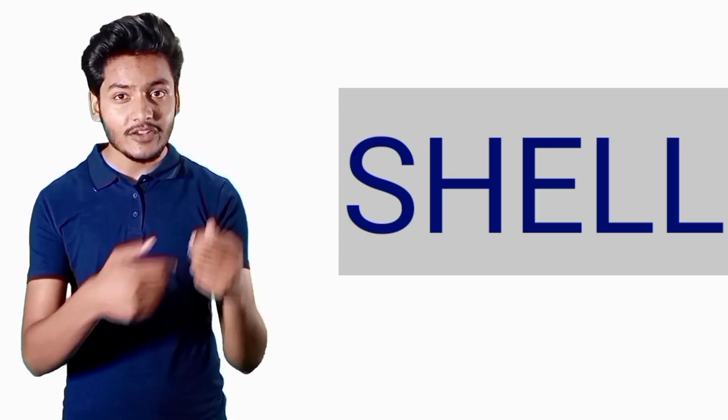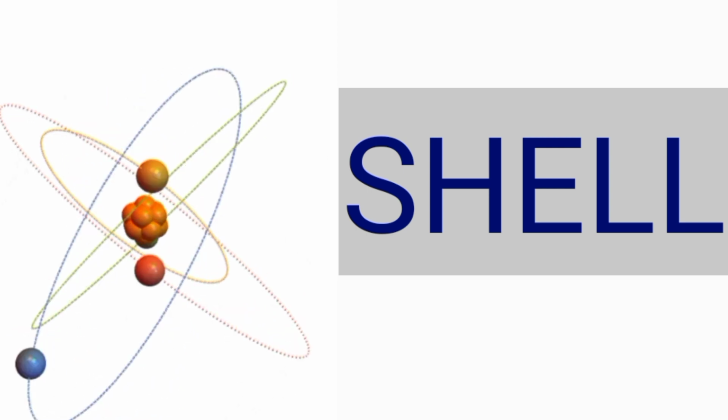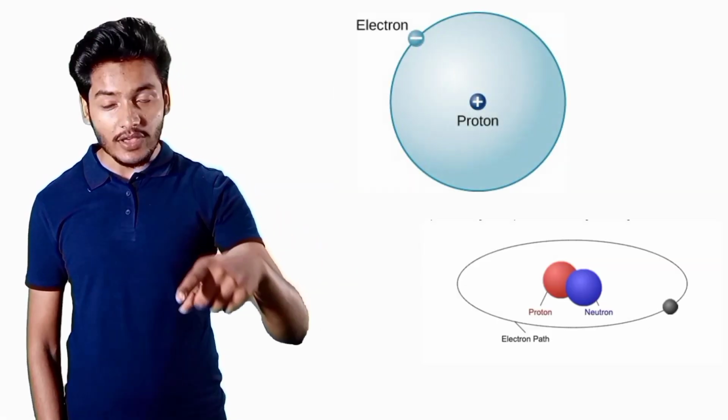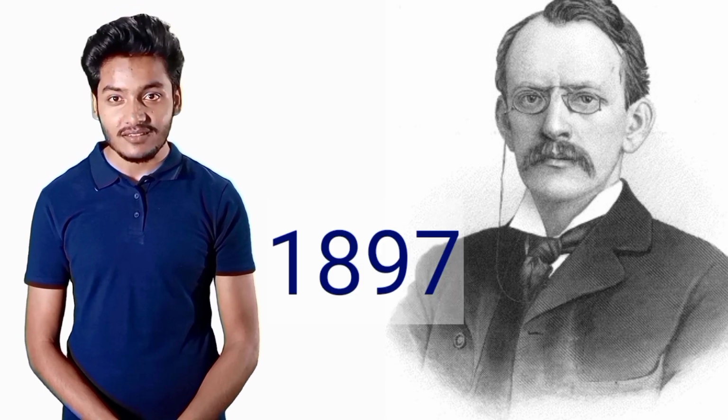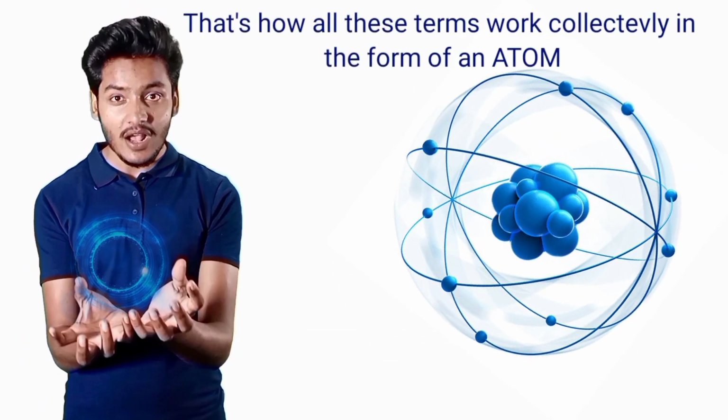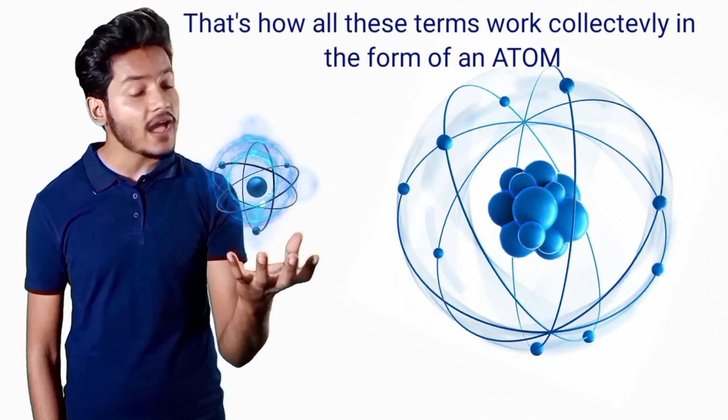If we define shell, then it will be like this: the area around the nucleus or the path followed by the electron around the nucleus is called shell. Electron was discovered by J.J. Thomson in 1897 and its symbol is this. How all these terms work collectively in the form of an atom.